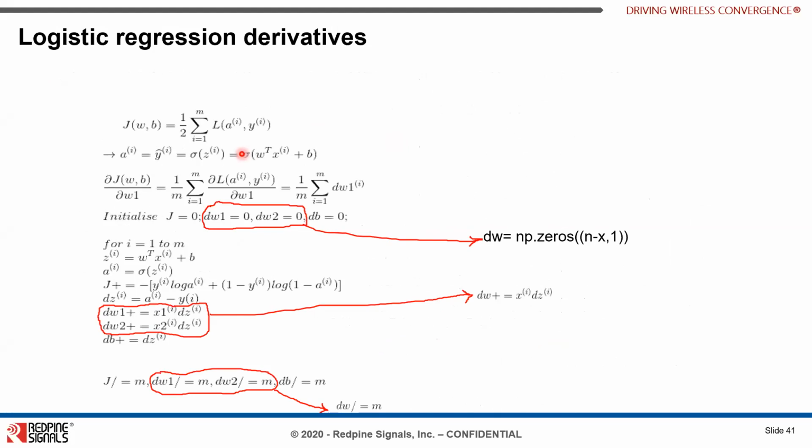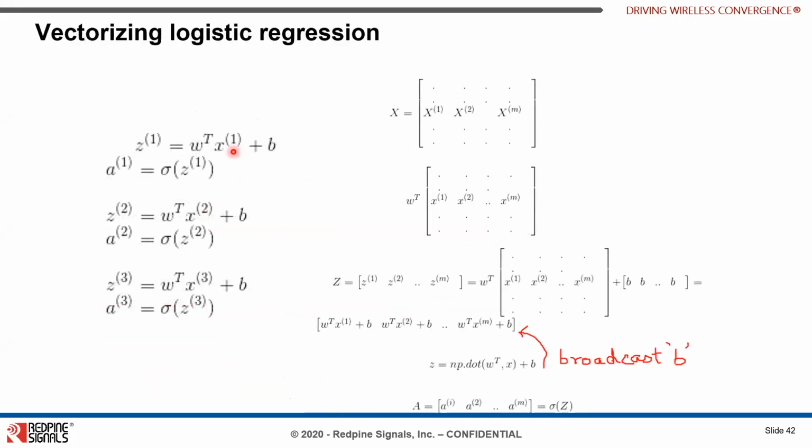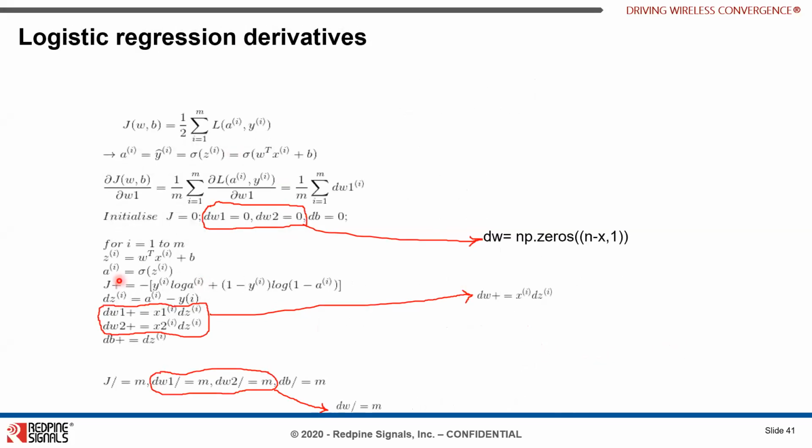So just try to recap this particular thing, where we will see for individual, I mean, this is for M training examples. For M training examples, just try to recall the formula. It's very easy. Everything we have seen before. We need to initialize dw with np zeros, and then we can start the loop where we can write dw plus xi dz.